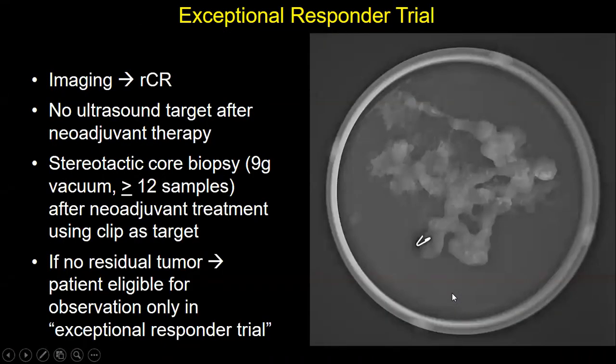What happens with this patient is that we would take her to stereotactic biopsy and we would use that clip as a target. And we would obtain at least 12 core samples using vacuum-assisted 9-gauge, which is our protocol. We make sure that we remove that clip, because that clip marked the site of previous cancer. The pathologists then analyze these tissues. And if there's no residual tumor left, then the patient is eligible for observation only in our exceptional responder trials. So that's what we do.